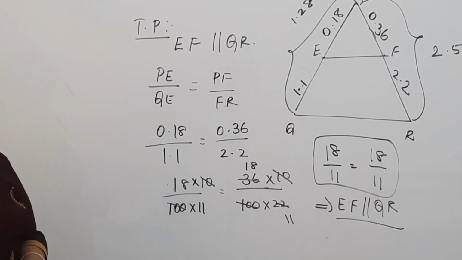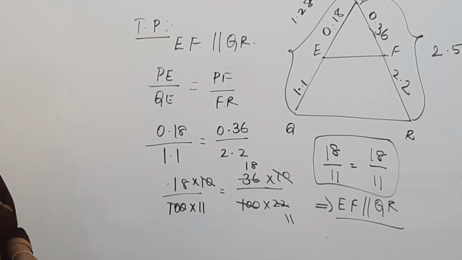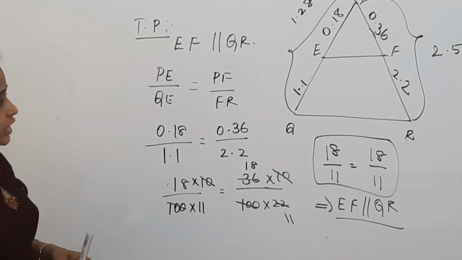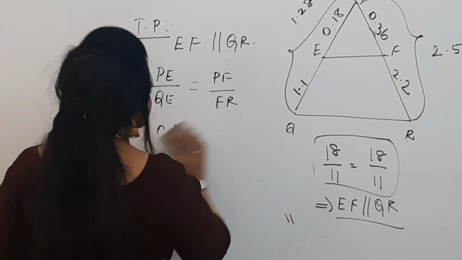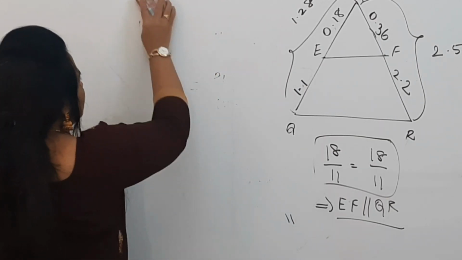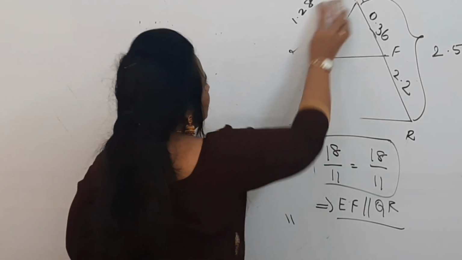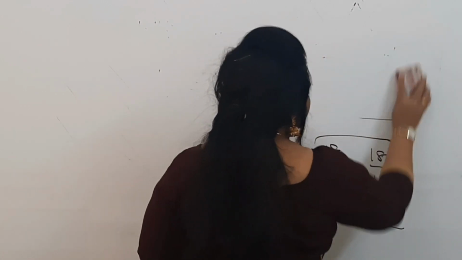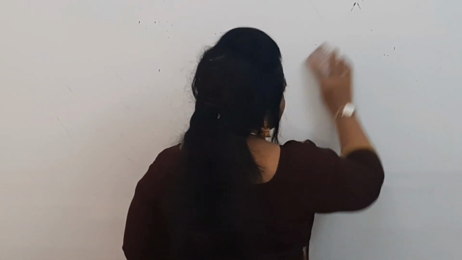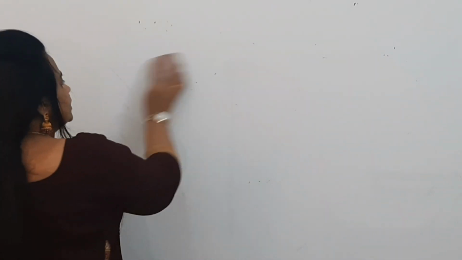So hope everyone understood the second question. Now we move on to the third question. Third question, diagram is given in figure 6.18. So in figure 6.18, you have to observe the figure, no making mistakes in the measurements. Figure 6.18, LM is parallel to BC and LN is parallel to CD. Prove that AM by AB is equal to AN by AD.